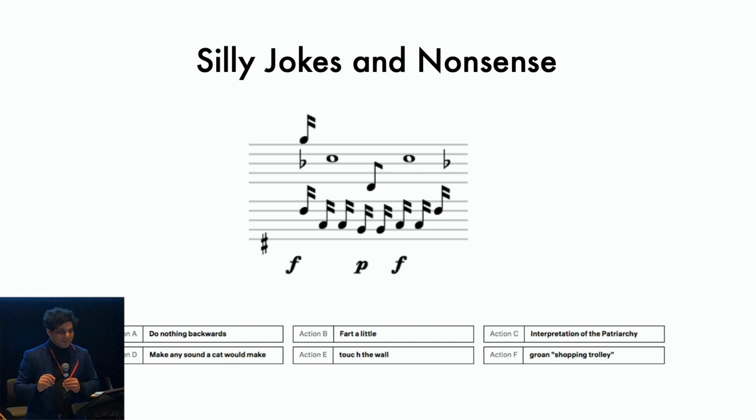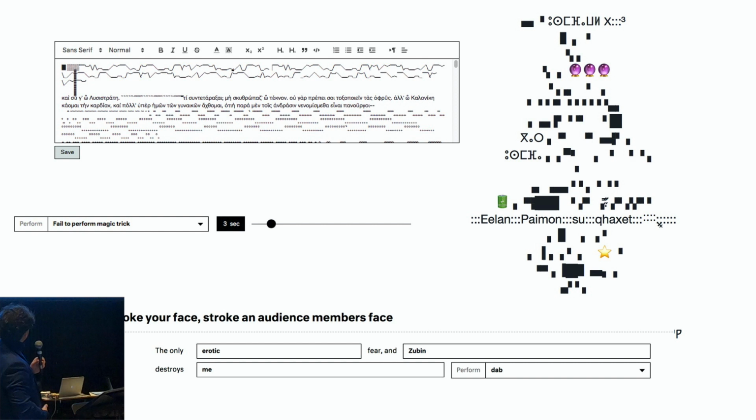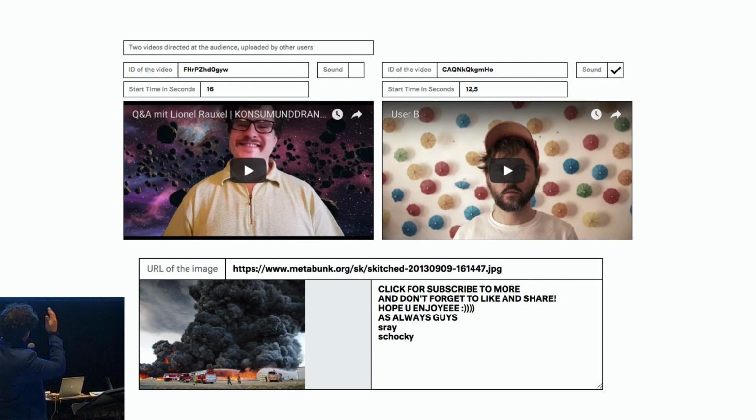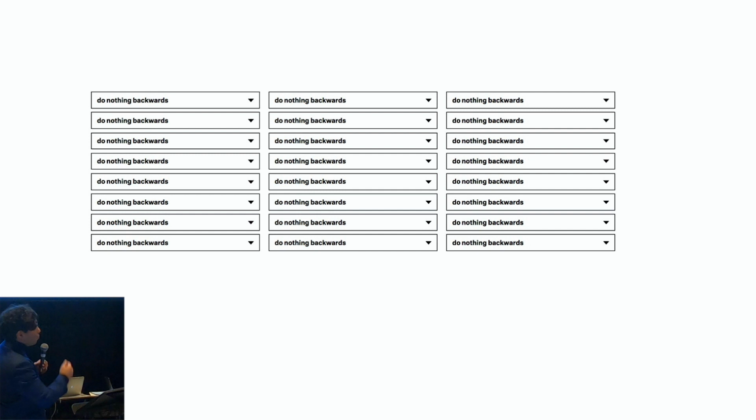But he had thought about it a lot, because it gives it a kind of Samuel Beckett feel, where everything starts with "unless." So then you have silly jokes and nonsense, which is what you'd expect on the internet. So smiley faces, all these things like groan, shopping trolley, lots of gibberish, someone who fails to perform a magic trick in there. Other kinds of nonsense text and silliness. And this whole section of do nothing backwards.